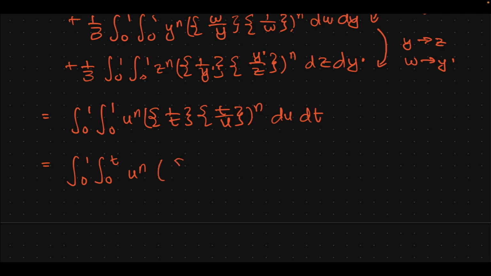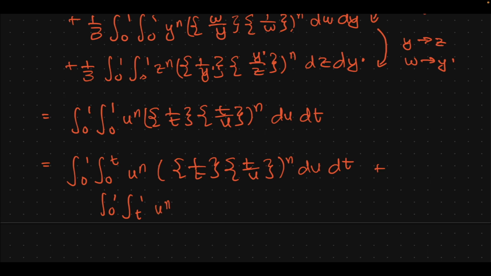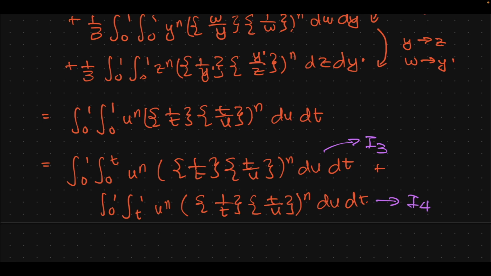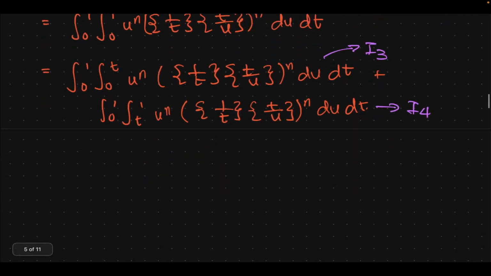So we get just this expression again, plus t to 1, same expression again inside. Now I shall call one of them I3 and the other I4. So I3, I4.